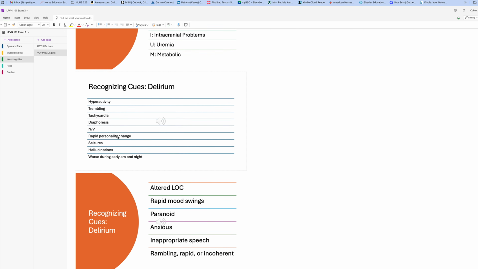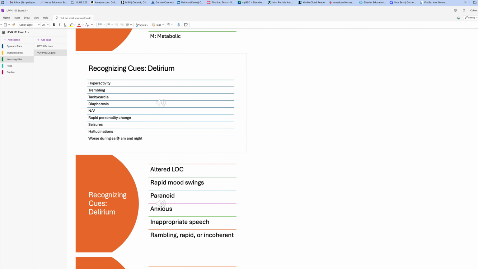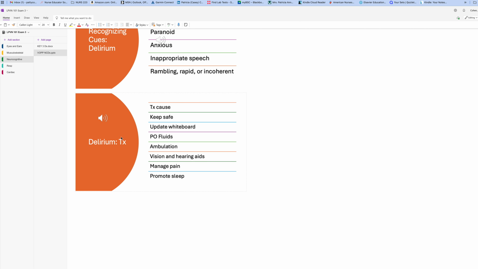Okay, so recognize the signs. So they do get quite confused. A rapid personality change. So that's one of the key features distinguishing delirium from dementia, it's rapid. Okay, so they're in the hospital for something else, and all of a sudden have personality changes, hallucinations, worse in the early morning and night. So again, tachycardia because they are stressed, they'll be restless. So rapid mood swings, paranoid, anxious, okay, inappropriate speech, rambling, okay.